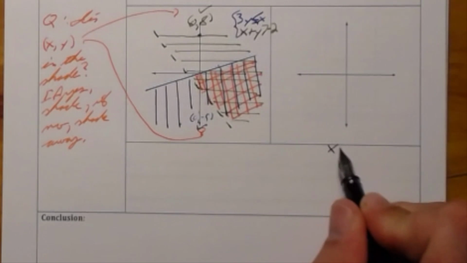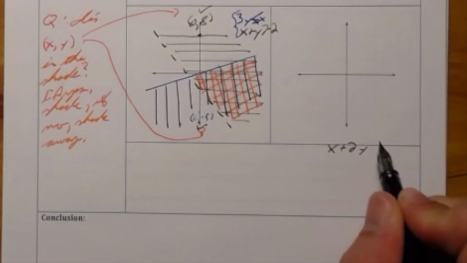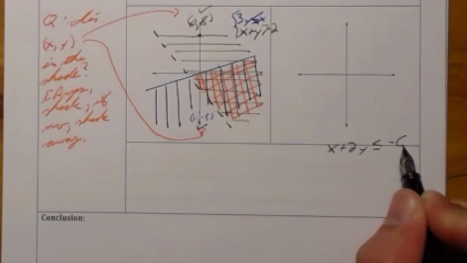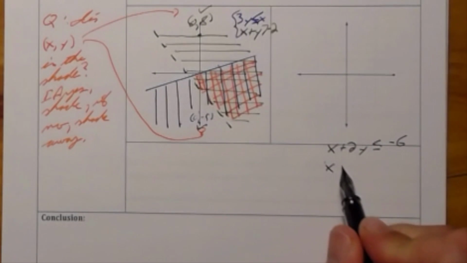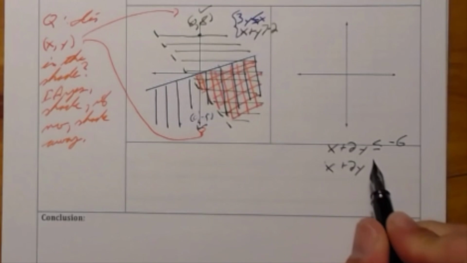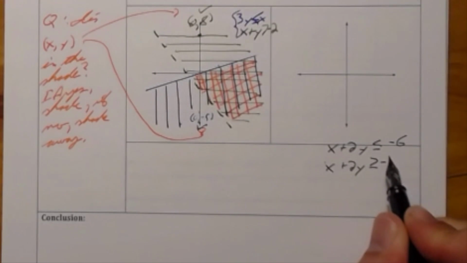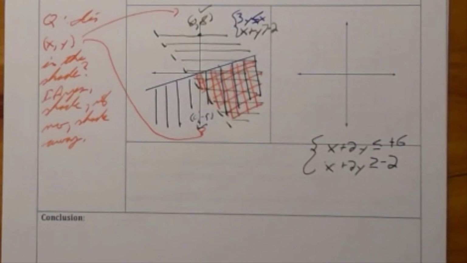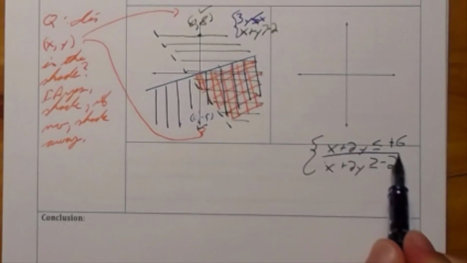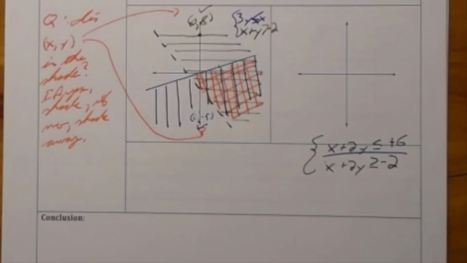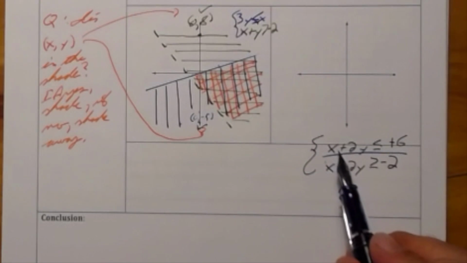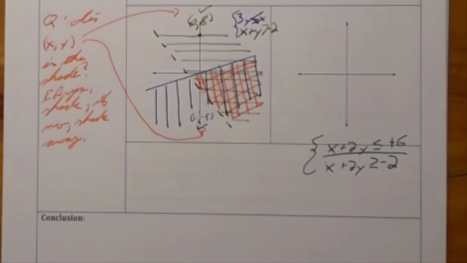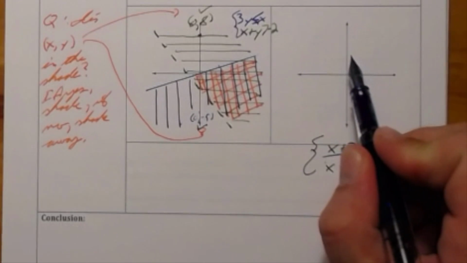Here I've written x plus 2y is less than or equal to 6, and x plus 2y is greater than or equal to -2. This is my system. So I'm going to graph the line in blue, x plus 2y is less than or equal to 6. I'm going to do this using x and y intercepts and put down a solid line because I see an equal sign. I'm testing the point (0, 9).